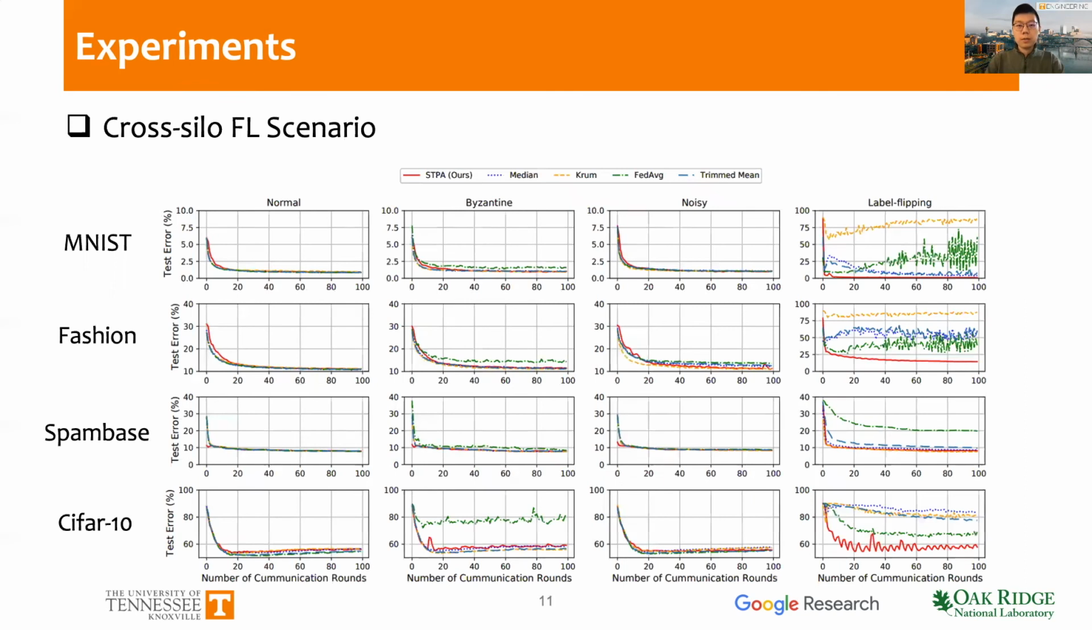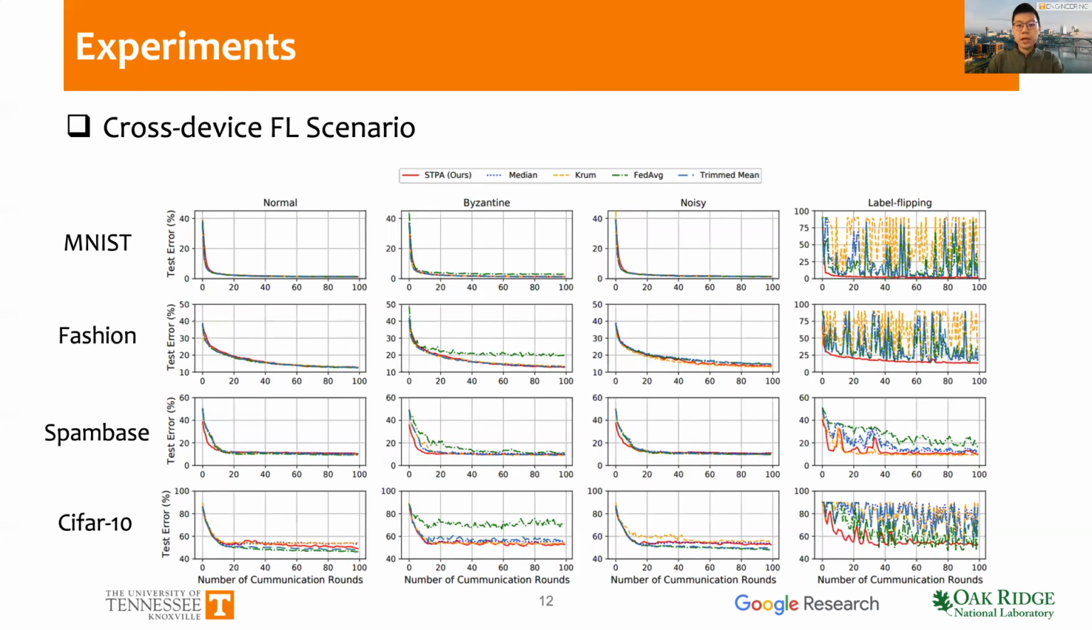From our experiment results, we observed that on all four considered datasets, the proposed method can achieve a convergence speed that is comparable to baseline methods in the normal setting, and also remain robust in all three faulty and attack settings. Although the baseline methods are able to achieve satisfactory performance in the Byzantine and noisy settings, they fail to resist the stronger label flipping attack.